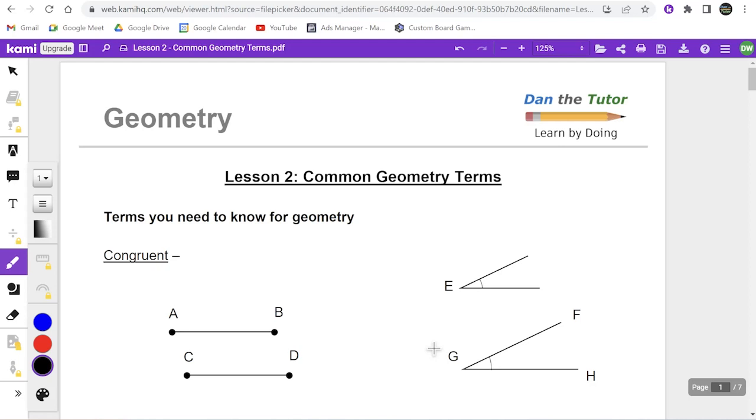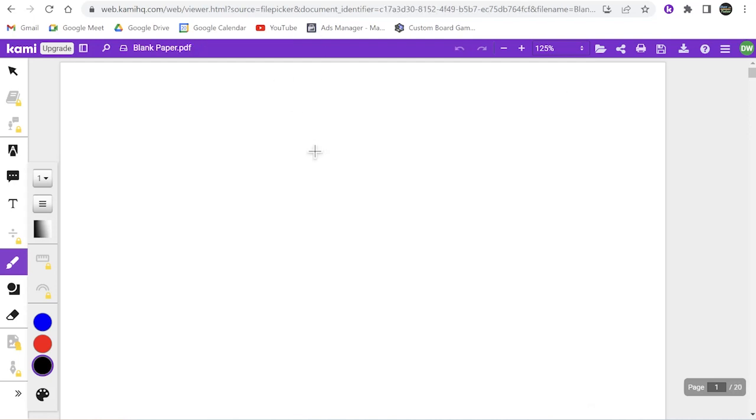Actually, before we even get to the first page of this packet, whether you want to write in the space above or on the margins or whatever, I have a blank sheet of paper right here. What I want to tell you is that we need to know the two most basic things: what a line segment is and what an angle is. So here's an example of a line segment.